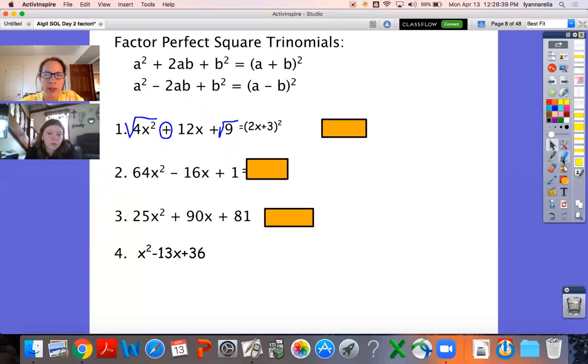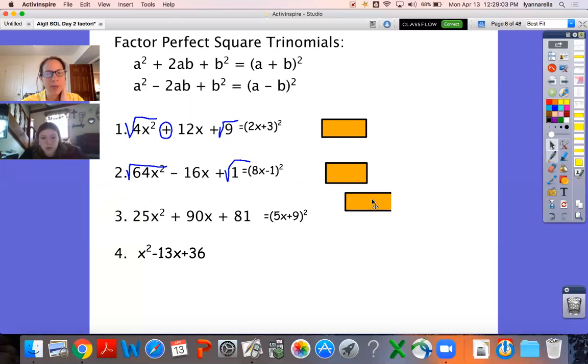So the second one, you want to tell me what you think this one is? 8x plus 1 or minus 1. And don't forget the squared, because both of those count. And then this one, you want to take a guess at that? 5x plus 9 squared. Excellent.